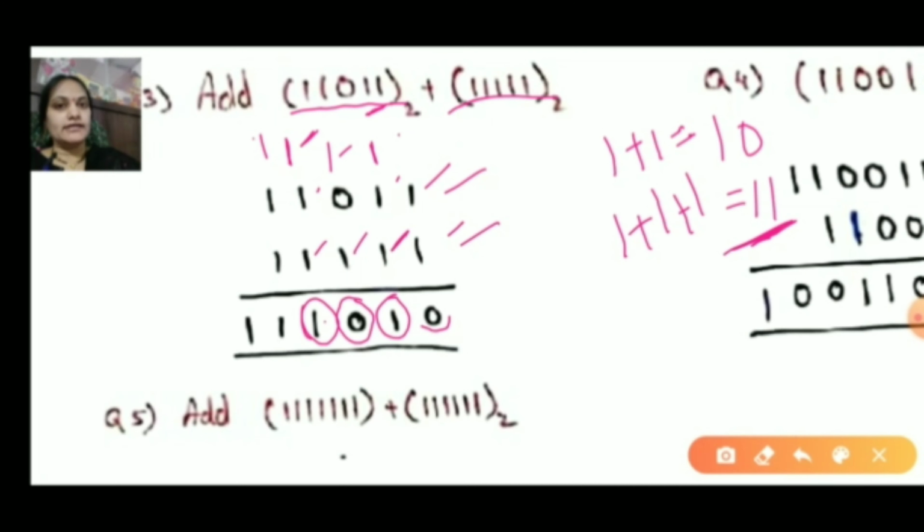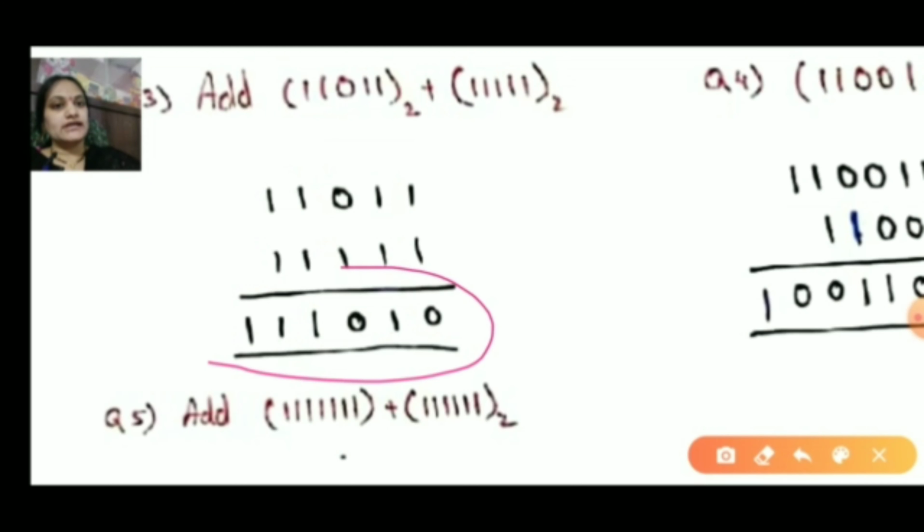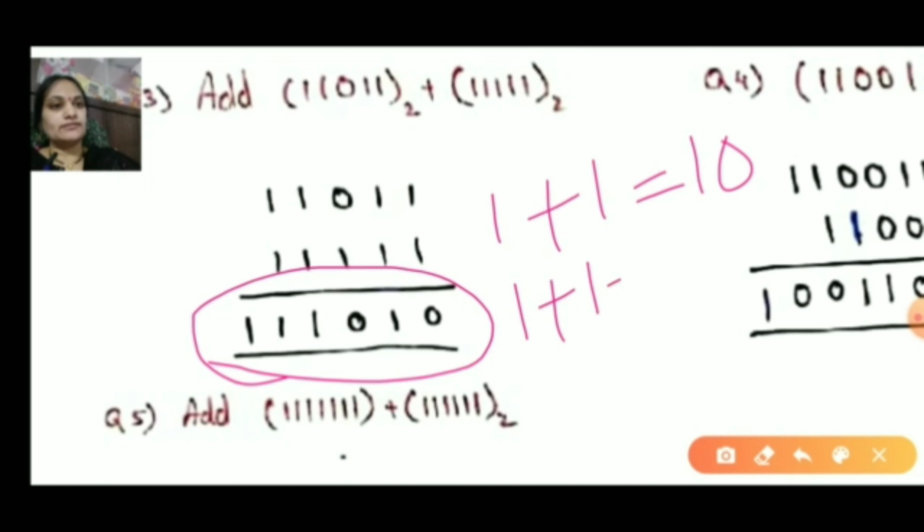Now again adding these 3 ones, we will get 1 1. That's why the solution is like this. Okay. Mainly you have to remember that 1 plus 1 is equals to 1 0 and 1 plus 1 plus 1 is equals to 1 1. Okay.